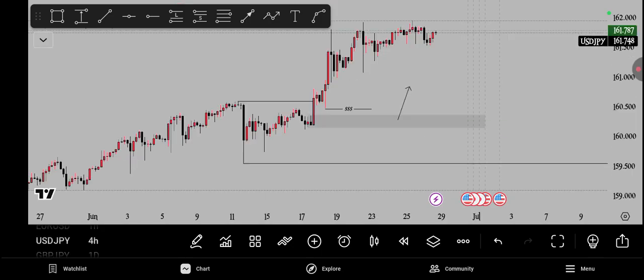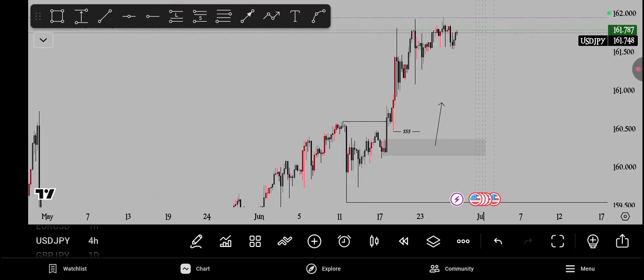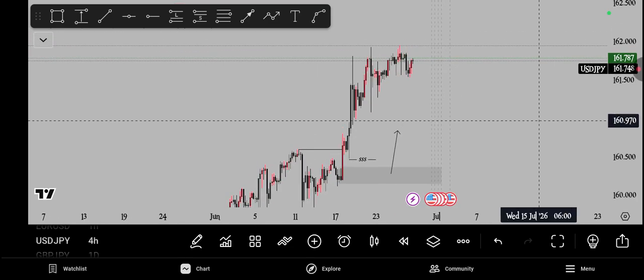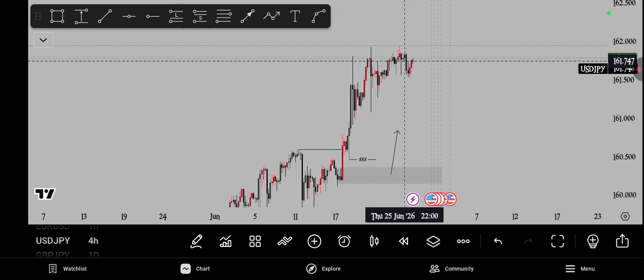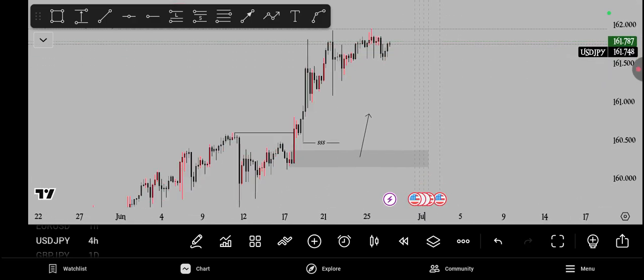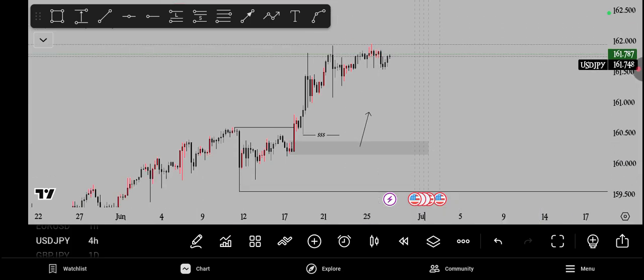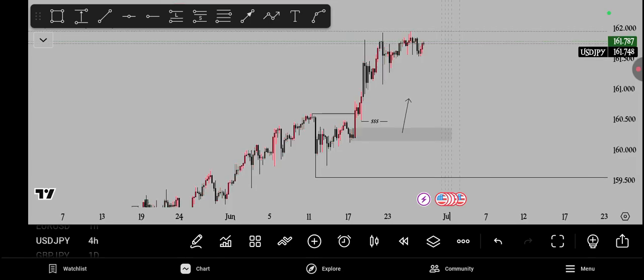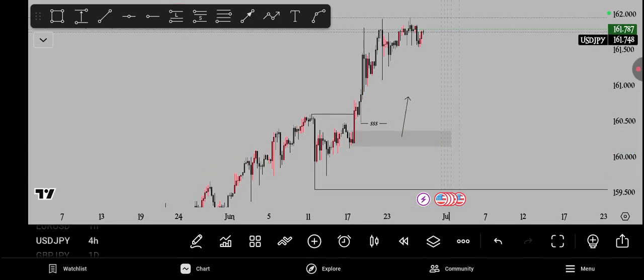And we have USD JPY. Since last week, USD JPY has been consolidating. No clear structure, no clear POI. The only POI available here is this one we're waiting for down here. So we'll keep waiting for it. This is where we'll wait for confirmation. So I'm bullish on USD JPY.